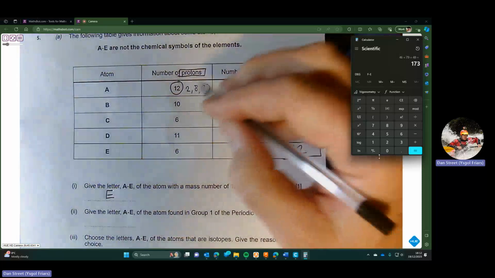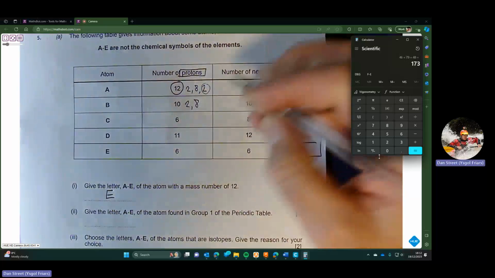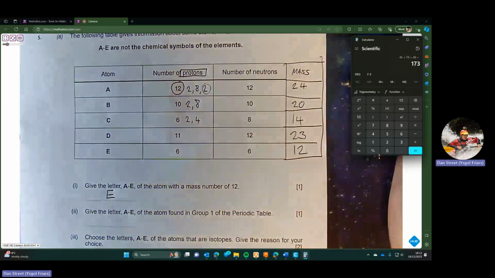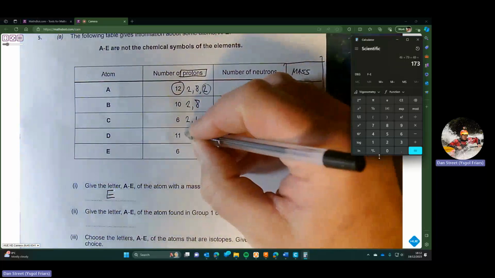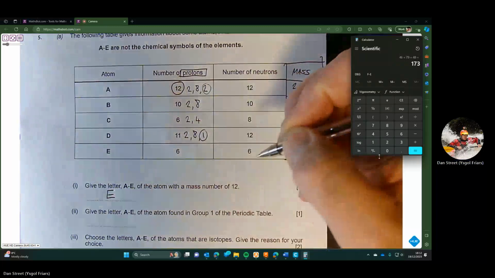Okay, so it's not that one. 10 electrons is simply 2 and 8. Okay, it's not that one. 6 electrons is 2, 4. Not that one. 11 electrons is 2, 8, 1. Okay, it is that one.